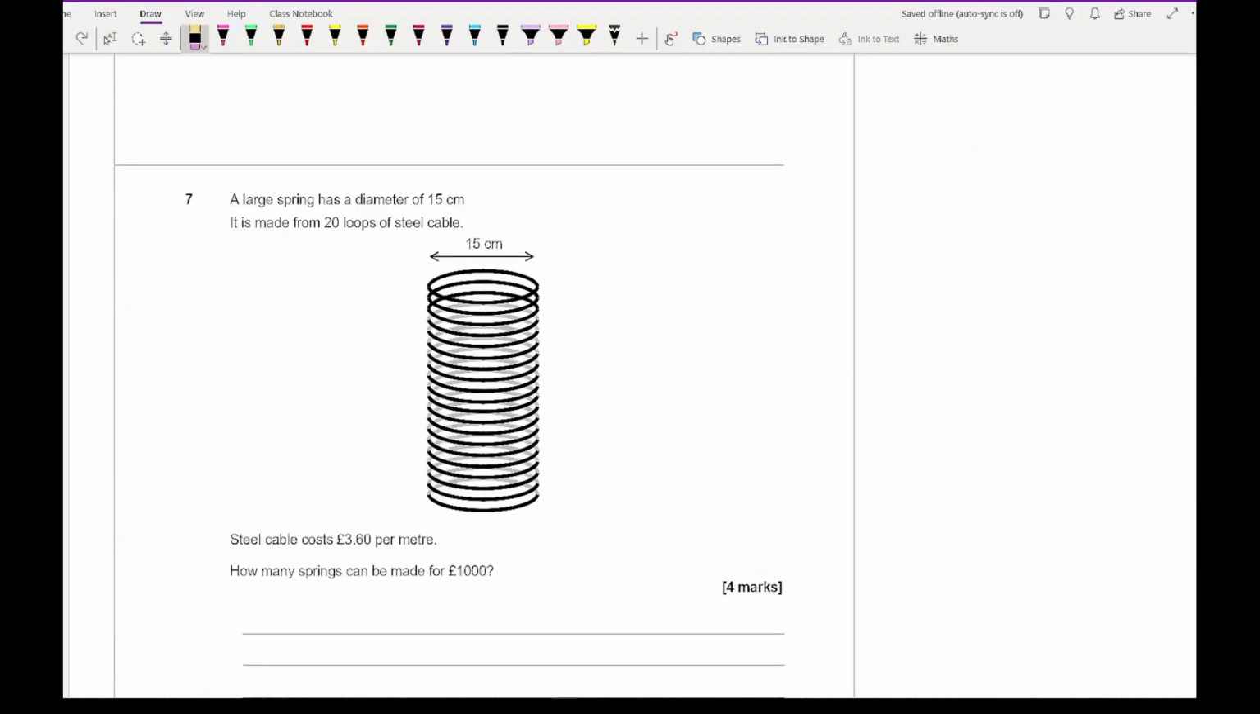So looking at question 7, it says that a large spring has a diameter of 15 centimeters, is made from 20 loops of steel cable, and steel cable costs £3.60 per meter. How many springs can be made for £1,000? Now straight away, one thing I do notice is that I've got a combination of units. So before we get started, let's work so that we're working with just the same units. So 15 centimeters is equal to 0.15 meters, and that is the diameter of the spring.